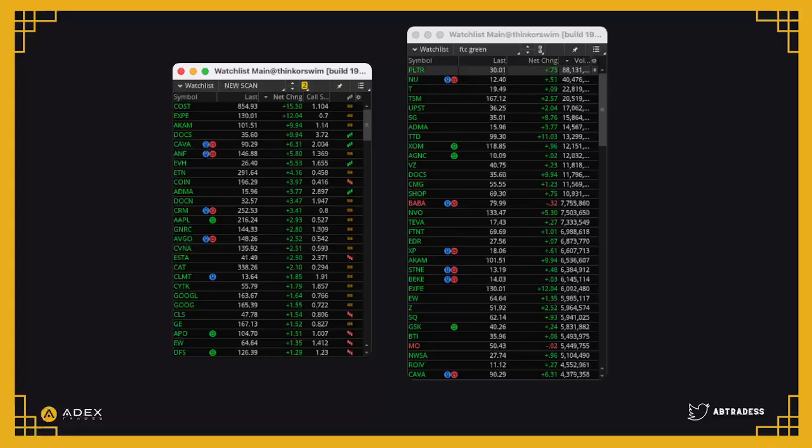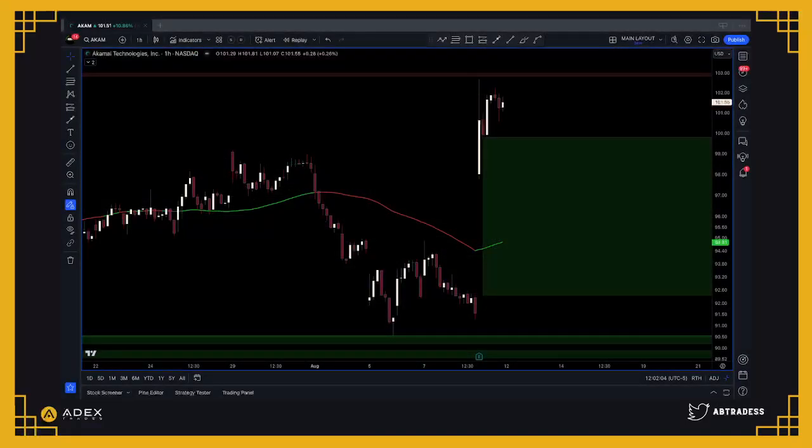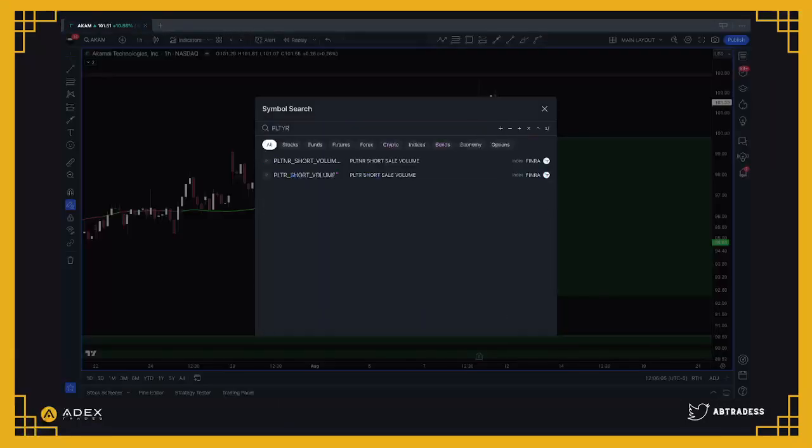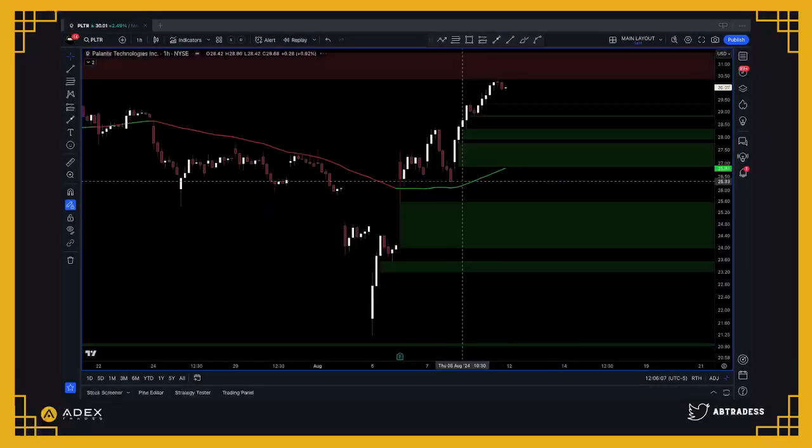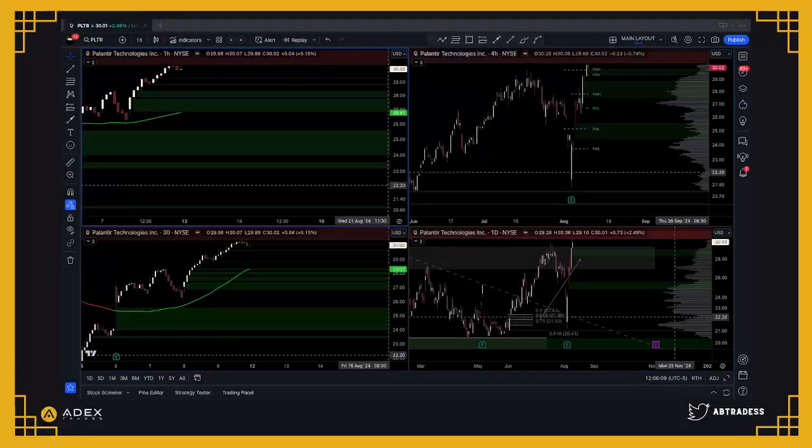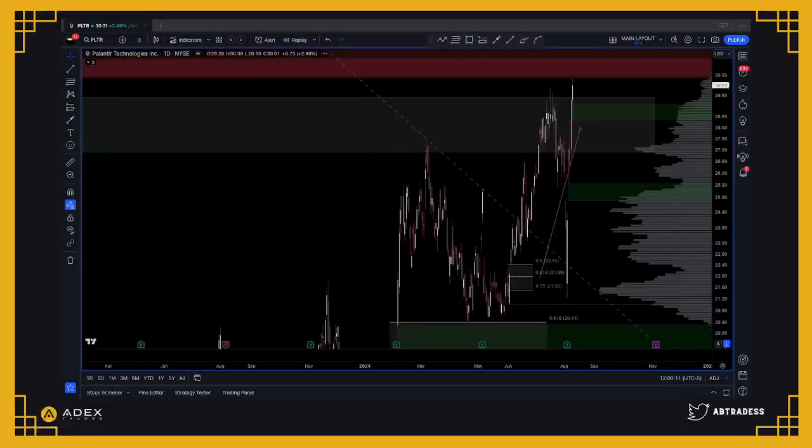We know this because if we go back and look at Palantir, you have 88 million, I think. Palantir had just an amazing day, looking at the daily.